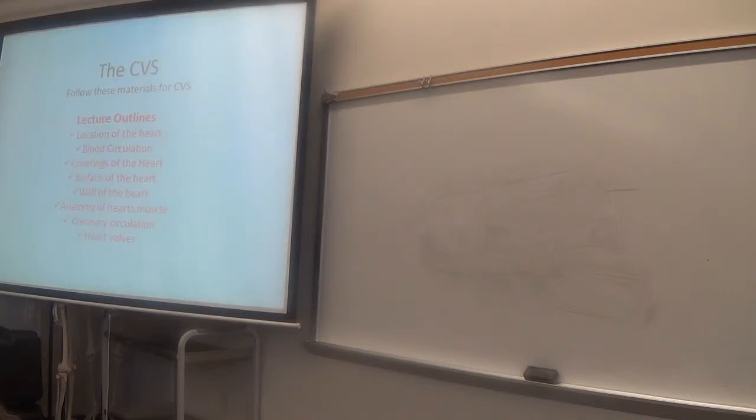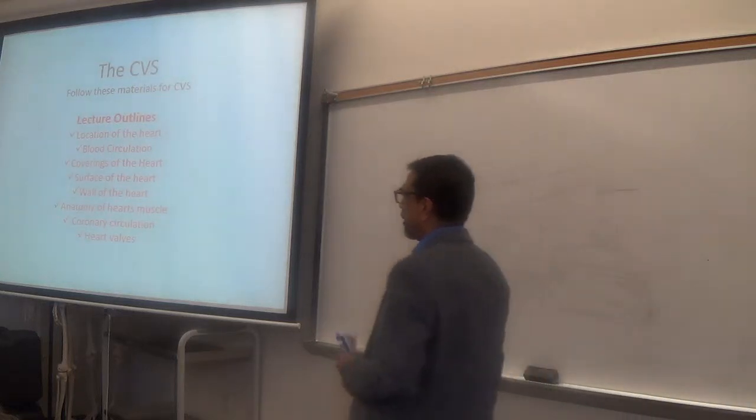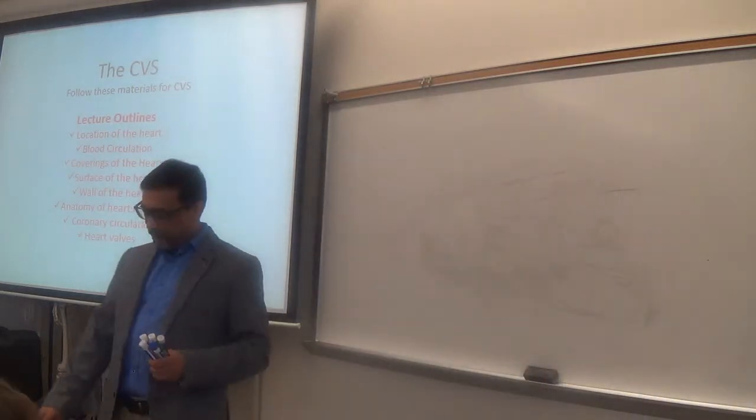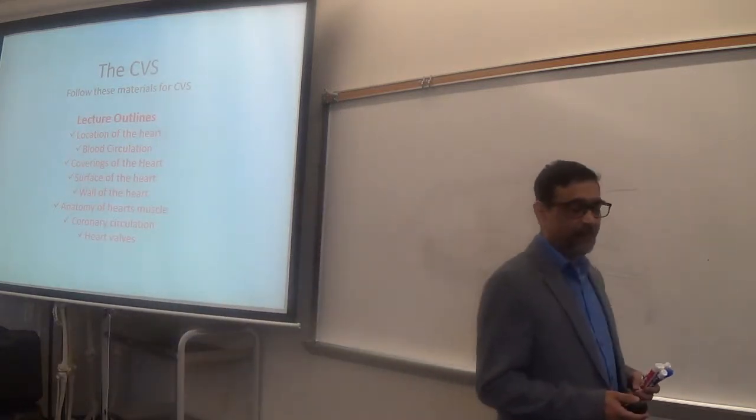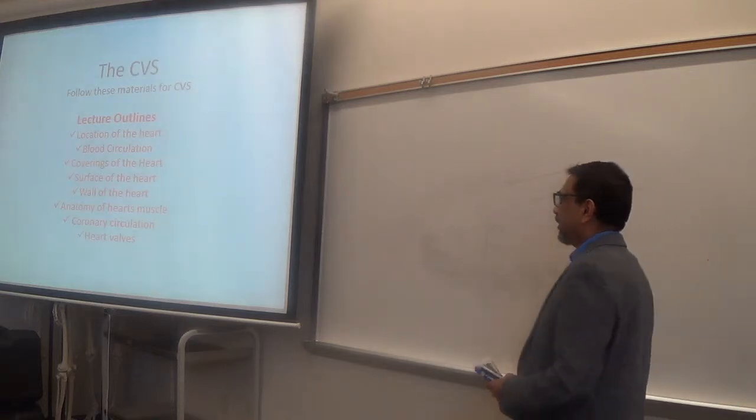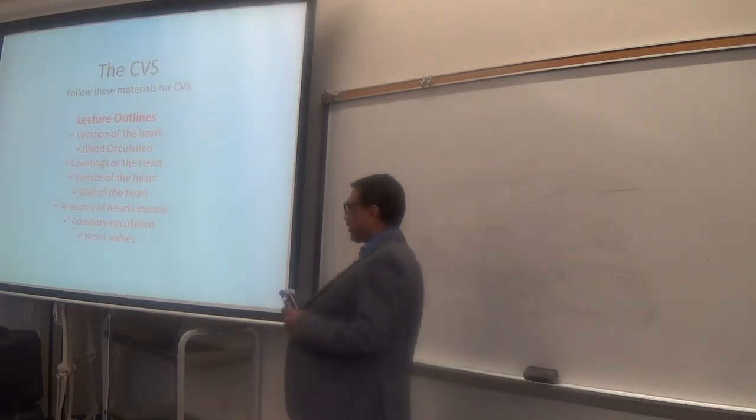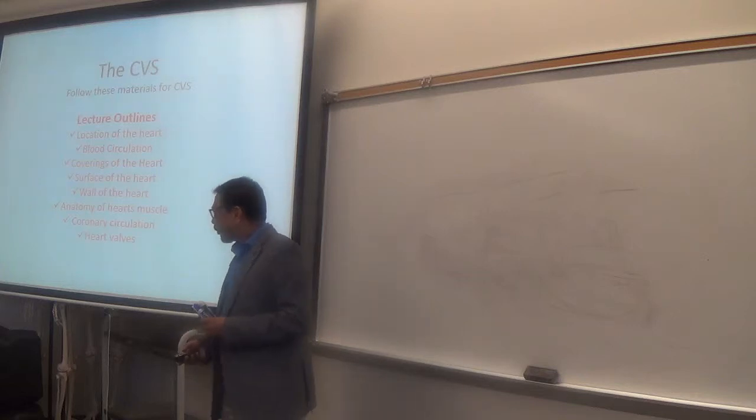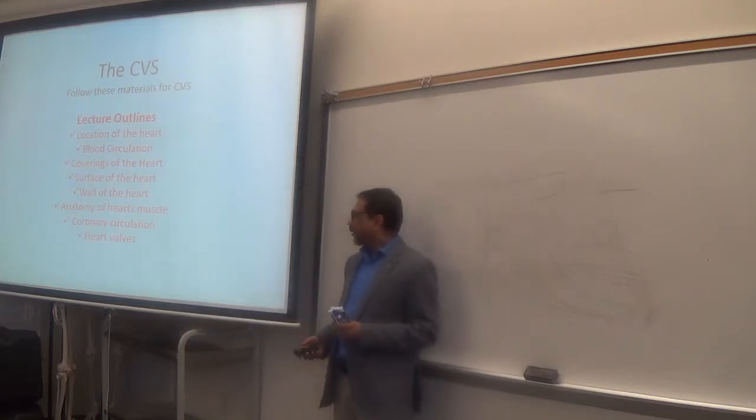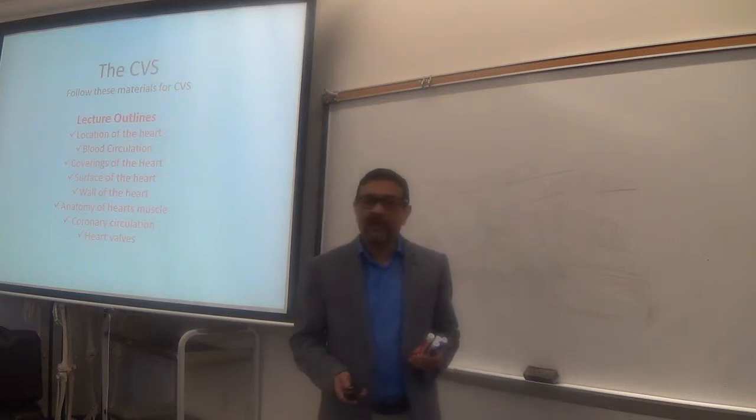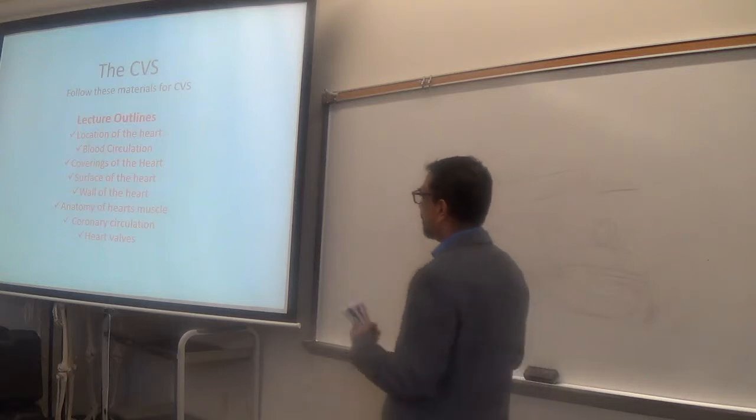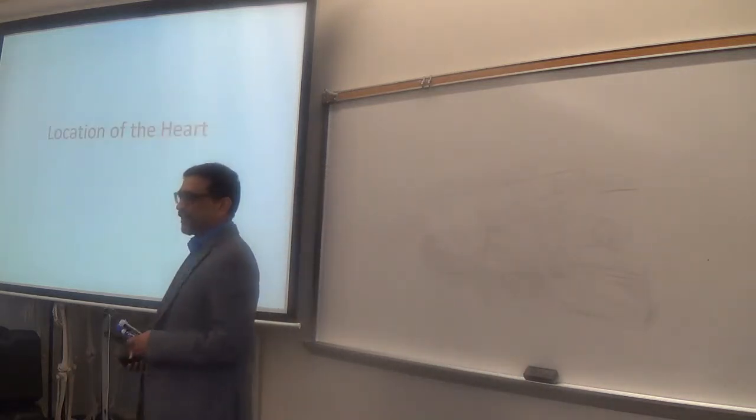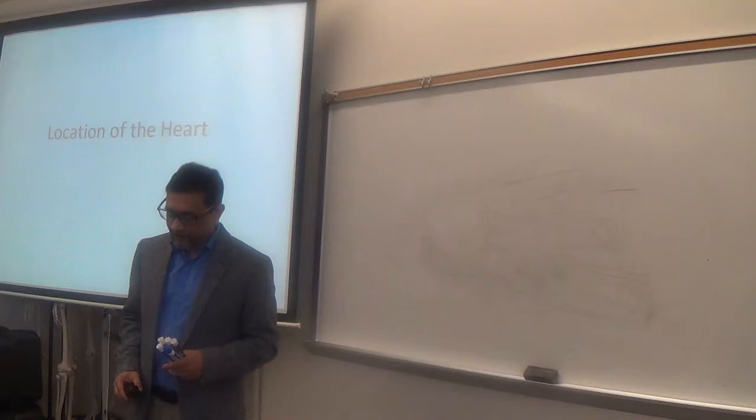So first, we will see the location of your heart. Then we'll talk about the flow of blood or circulation of blood. Then we'll see the coverings of the heart, surface of the heart, wall of the heart, anatomy of the heart muscle, coronary circulation, valves inside the heart. So we'll talk about all those things. First, the location of your heart.